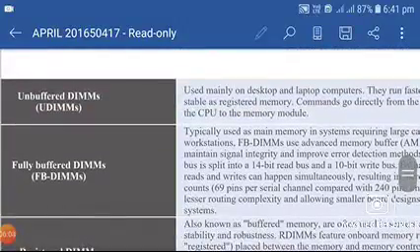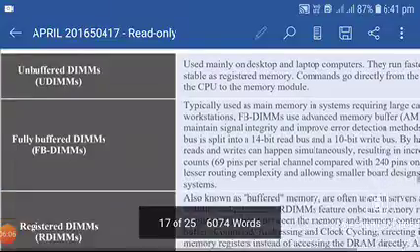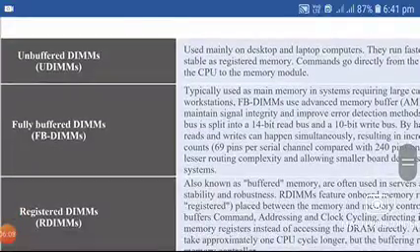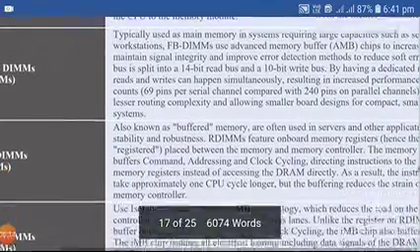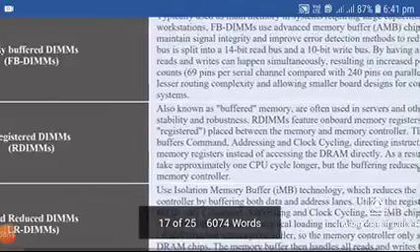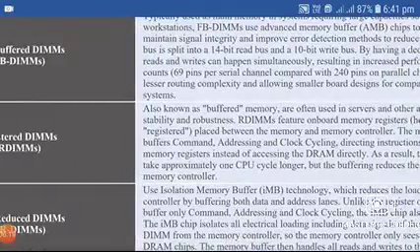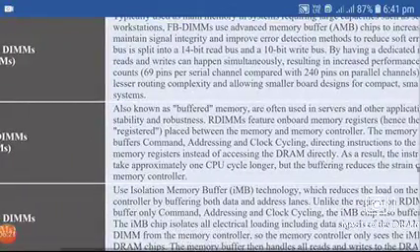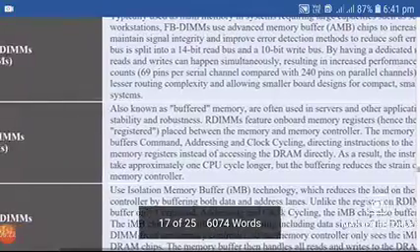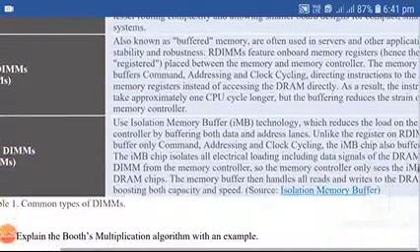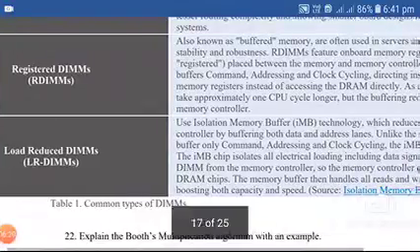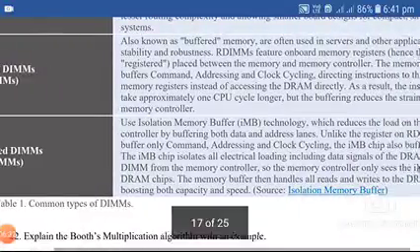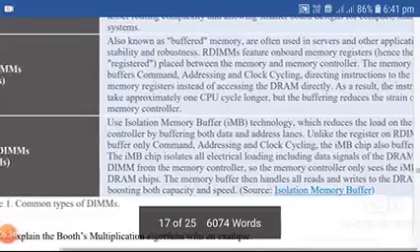The unbuffered DIMMs are used mainly on desktops and laptops. The fully buffered DIMMs are used typically as main memory in systems requiring large capacities, such as workstations. Next, the registered DIMMs are used as buffered memory in servers and other applications for their robustness. Next is the load reduced DIMMs, which use isolated memory buffer (IMB) technology, which reduces the load on the controller.